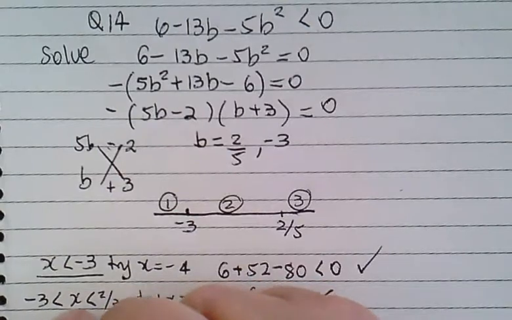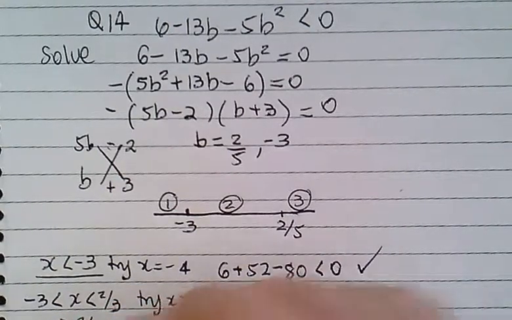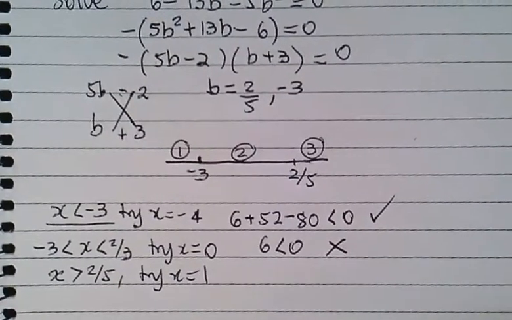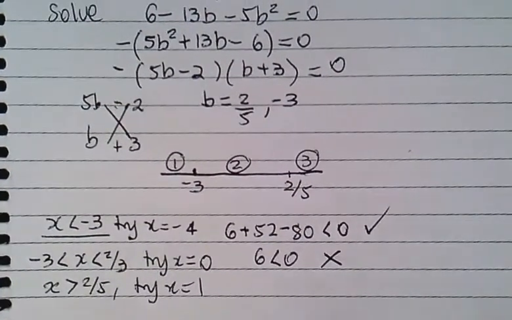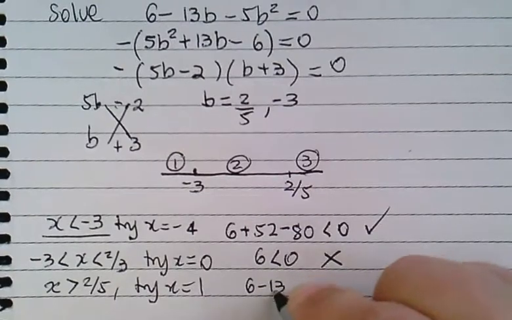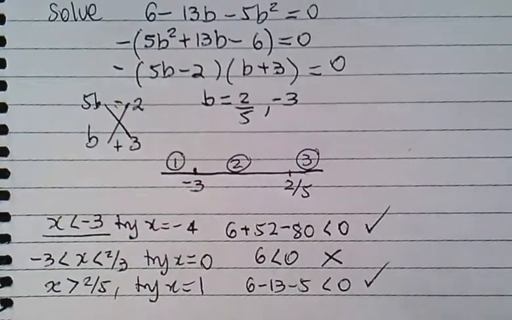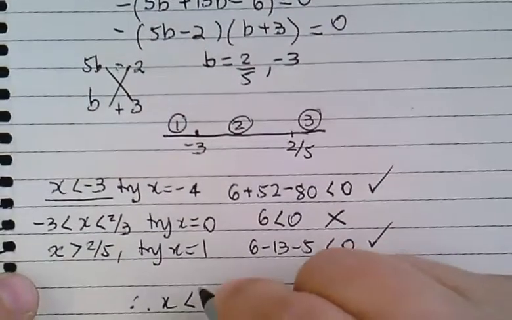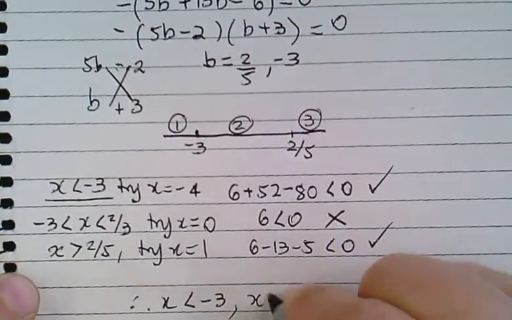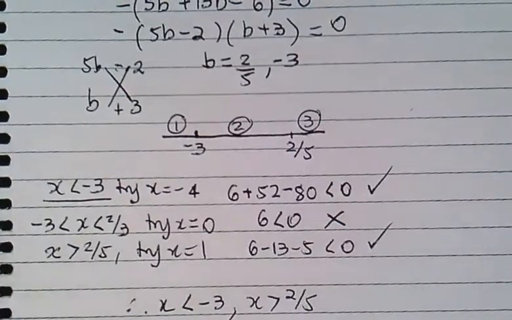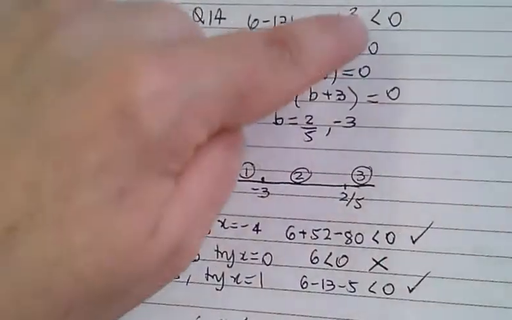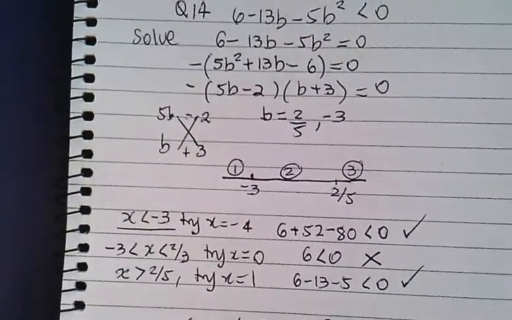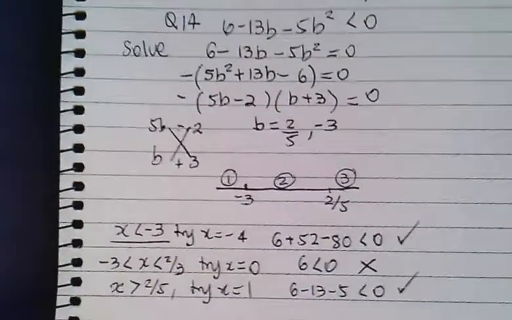And the last region we're trying is x is greater than 2/5. Let's try x is 1. In the original, 6 minus 13 minus 5. That's true. So therefore, x is less than -3 or x is greater than 2/5. You need to look at the original question and it's less than. So your solutions can't have less than or equal to, greater than or equal to. It's just got to be less than, greater than.